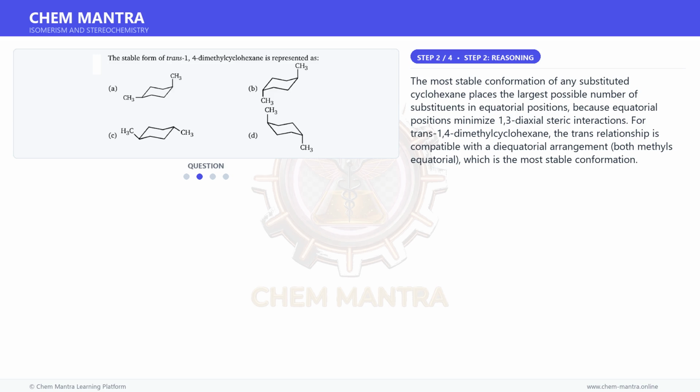Moving on to the next step. The most stable conformation of any substituted cyclohexane places the largest possible number of substituents in equatorial positions, because equatorial positions minimize 1,3 diaxial steric interactions. For trans-1,4-dimethylcyclohexane, the trans relationship is compatible with a diequatorial arrangement, both methyls equatorial, which is the most stable conformation.